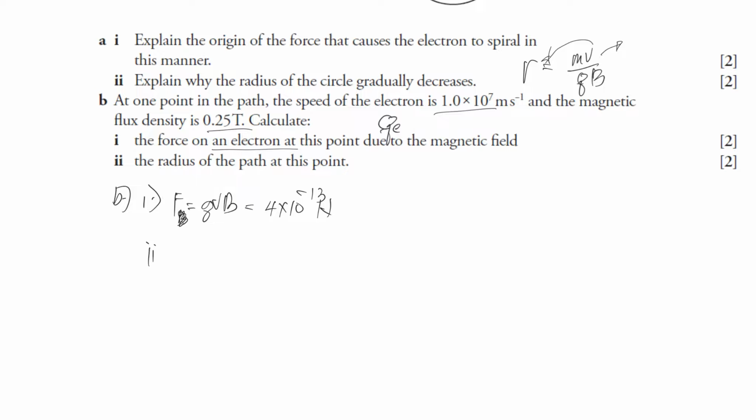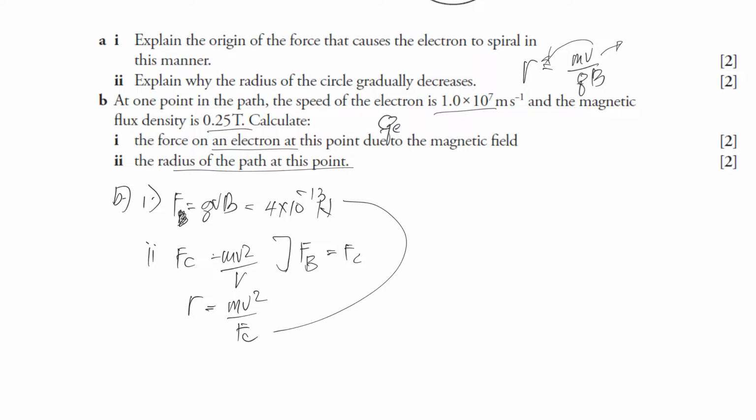Part ii. The radius of the path, Fc, is equals to mv squared over r. Now the radius will be mv squared all over Fc. Now there is no Fc, but remember that Fb provides Fc. So your Fb will be put here. Doing the calculation, it will give you around 2.278 times 10 to minus 4 meters.